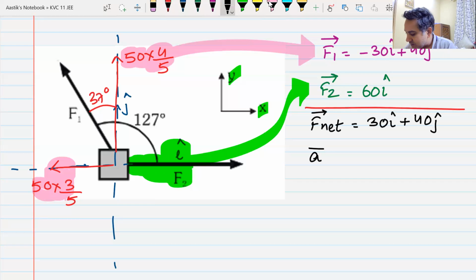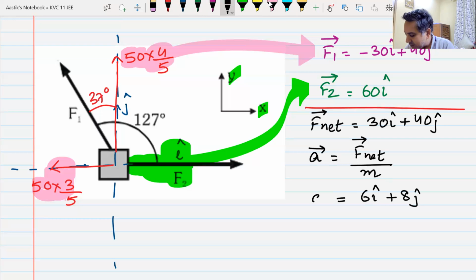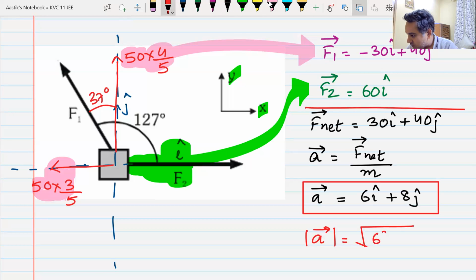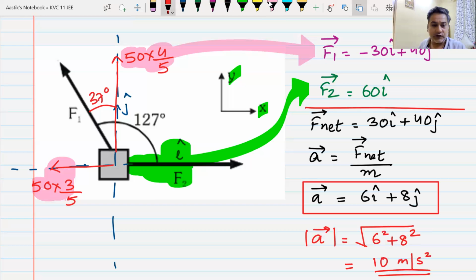Now, how do I get the acceleration from here? I will divide the net force by the mass of the body. Mass of the body was given as 5 kgs. So this becomes 6i plus 8j. The acceleration becomes 6i plus 8j. This is the answer of the acceleration in the vector form. You can also find its magnitude. If you want to find out the magnitude of acceleration, you need to do 6 square plus 8 square, and you will get the same answer that I got there, 10 meter per second square. Do we understand this?